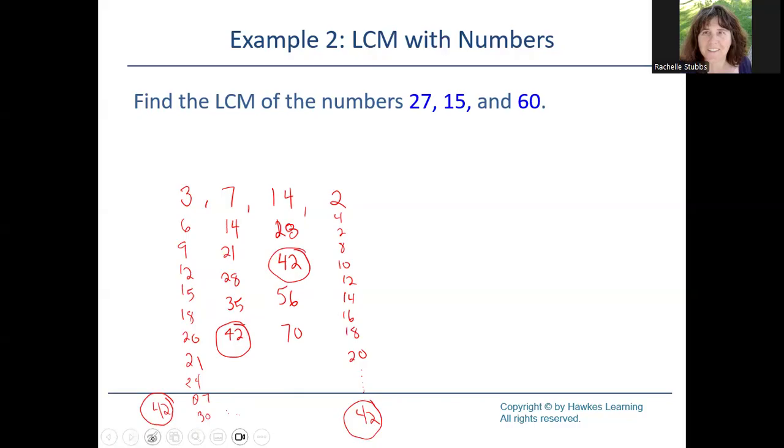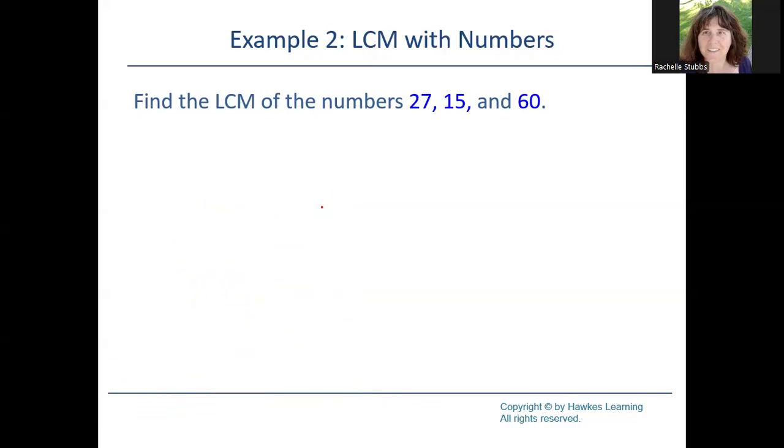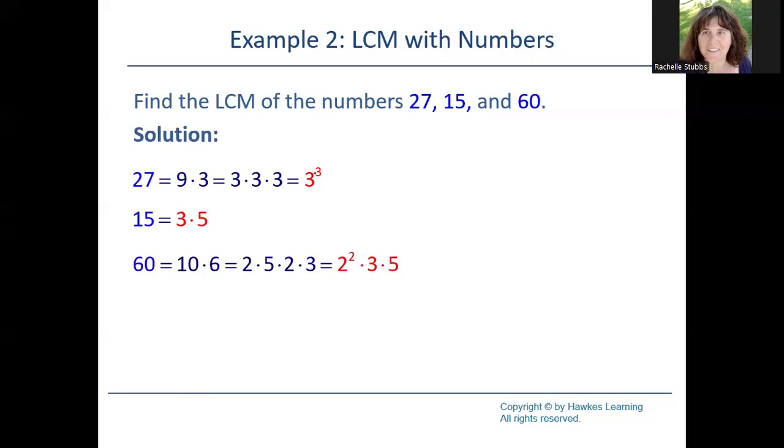So here are some numbers that we're going to work with now. We've got 27, 15, and 16. So we're going to take the prime factors of each one of those. 27 happens to be 9 times 3, or 3 times 3 times 3, or 3 to the third. 15 is 3 times 5, and 16 is 2 times 2 times 2 times 2, or 2 to the fourth.